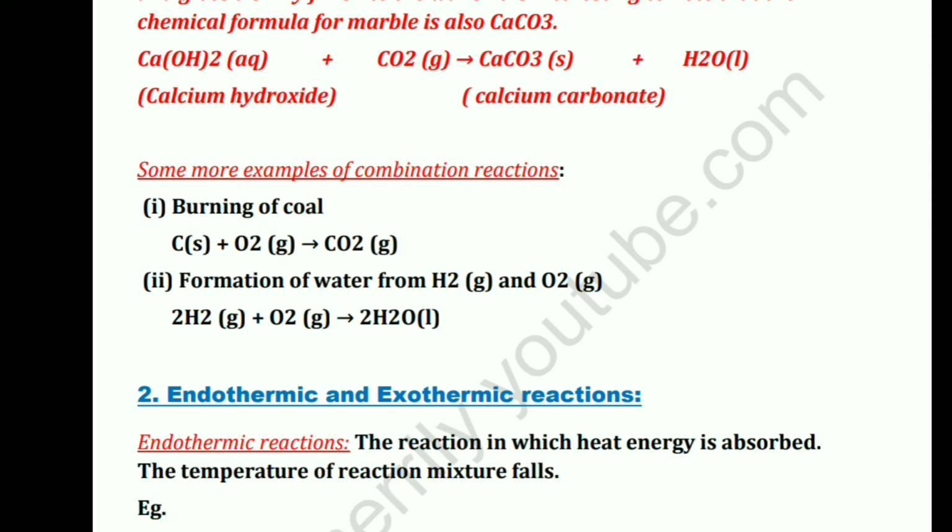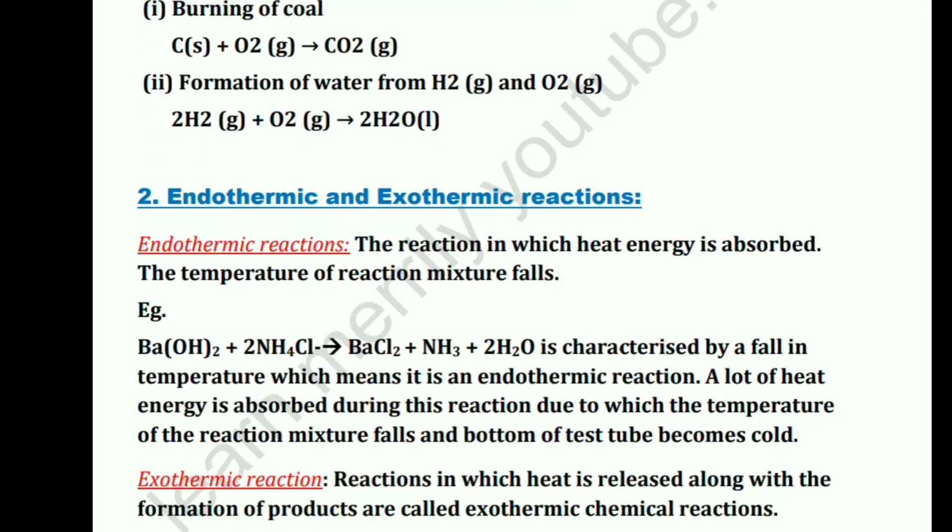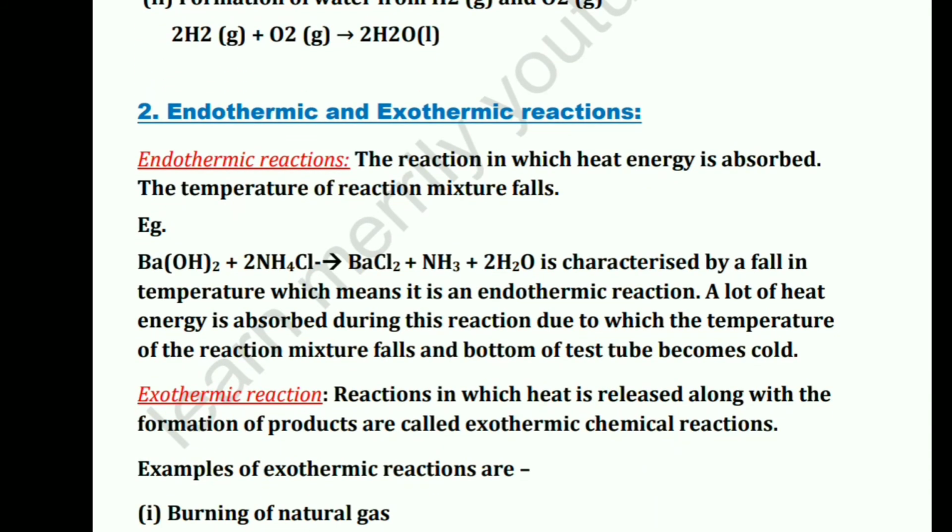Now formation of water from H2 and O2. It's a very common reaction. Hydrogen and oxygen gas react together to form water. Now endothermic and exothermic reactions, though we have already discussed them several times, we can still study them as a separate topic. Endothermic reactions are those reactions in which heat energy is absorbed, meaning you're taking heat energy from the surroundings, and the result is that the reaction mixture's temperature will fall after the reaction. If heat is being absorbed, then as a result the reaction mixture will become cold.